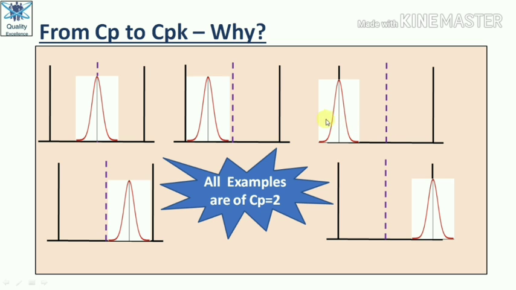CP, or process capability ratio, is related to the spread of your process, and CPK, which is the process capability index, is related to the centeredness of your process with respect to the center, where your process is lying with respect to the center. So this is the difference between CP and CPK, and CP is not giving the right picture, and that is why CPK comes into the picture.